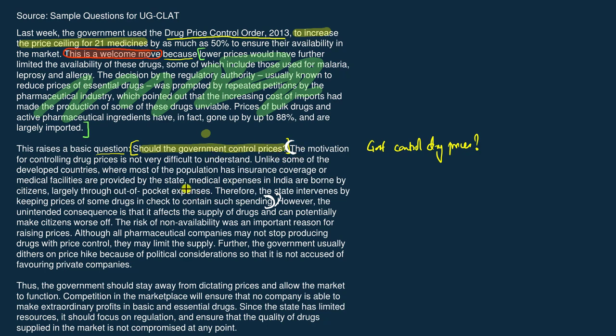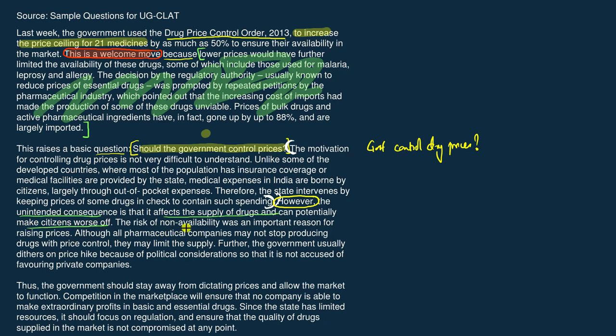So we are not a developed nation. We are a developing country. The citizens largely pay out of pocket. So controlling the drug price makes a lot of sense. But the most crucial word here, however, ladies and gentlemen, the author is getting involved. So there is a justification, yes, but the unintended consequence is that it affects the supply of drugs and can potentially make the citizen worse off. Now he's giving another reason, but there's a problem. There is an unintended consequence that it affects the supply.